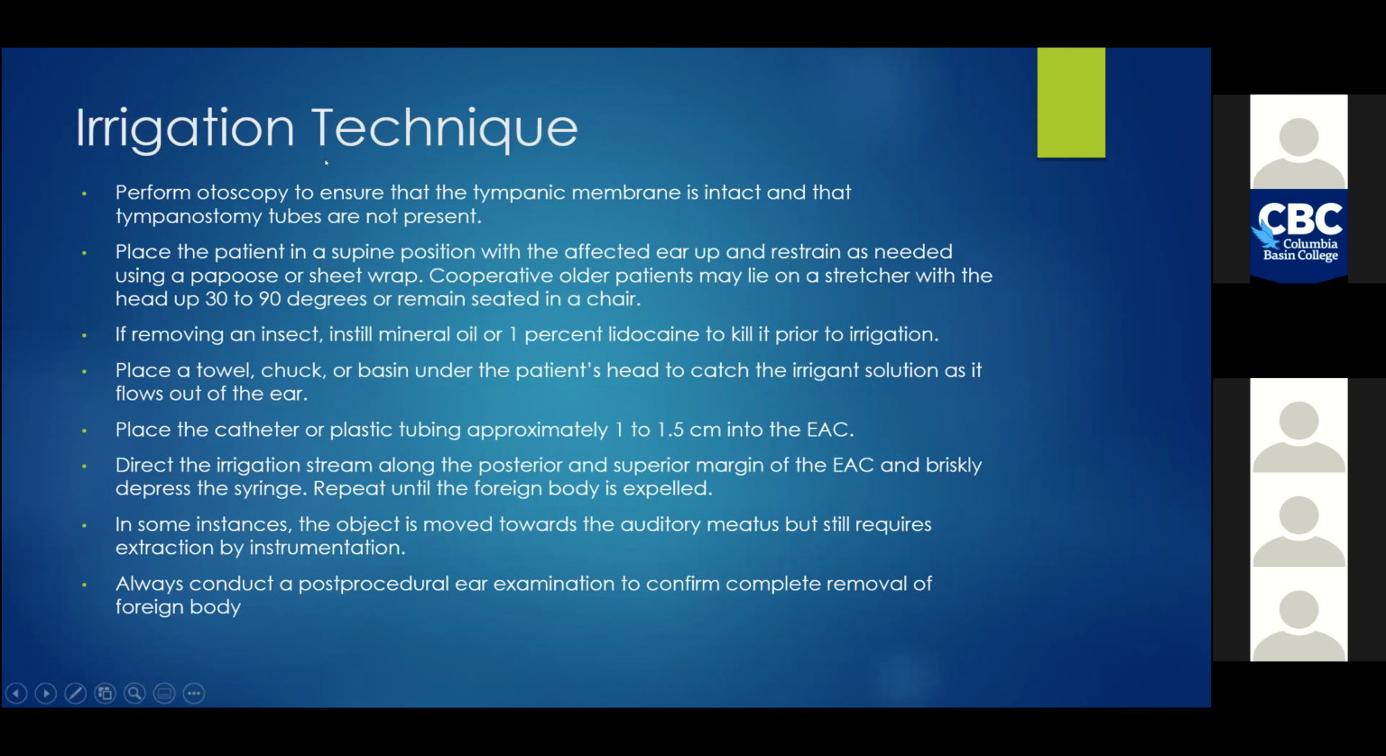So the irrigation technique, you want to use the otoscope to ensure that you don't have a ruptured tympanic membrane and you don't have any of those tubes present. And then you're going to place the patient either in supine position or with the affected ear side up, restrain as needed. Or if you have an older patient, like an adult that's cooperative, you can either lie them down with their head up at 30 to 90 degrees, or they can remain seated in a chair with their head tilted for the drainage.